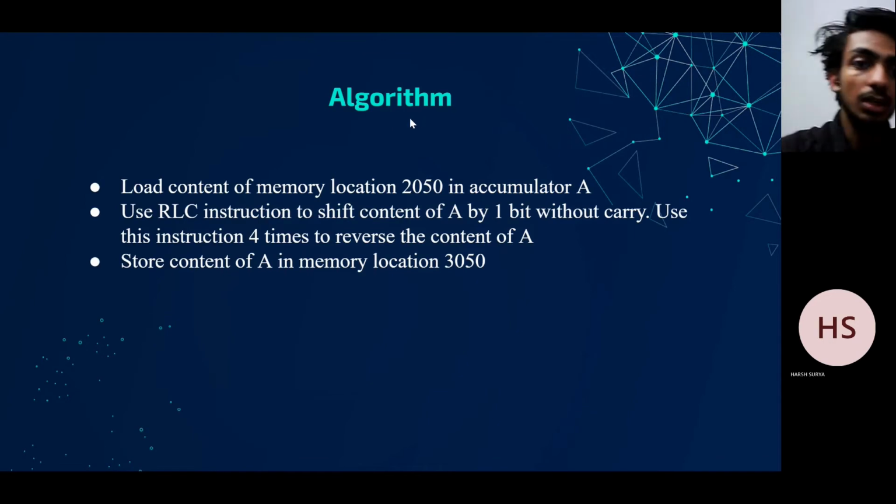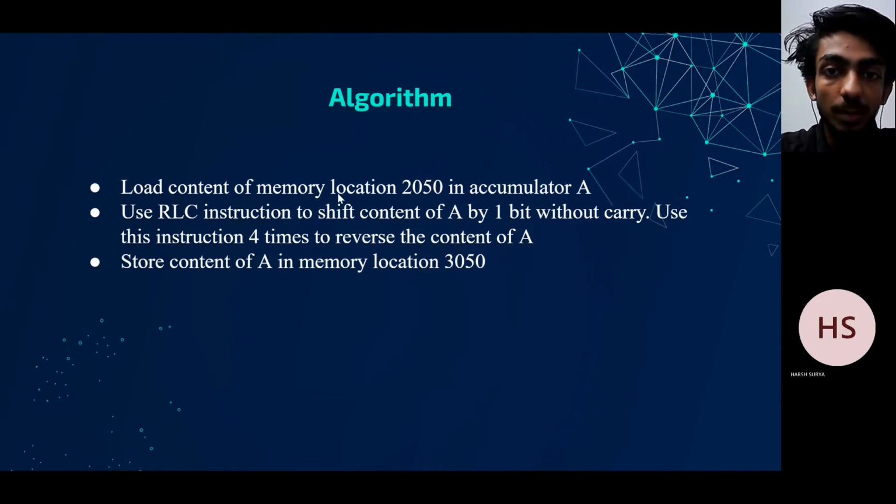So now let's talk about the algorithm. First, we'll load the content of memory location 2050 into the accumulator A. Then we'll use the RLC instruction, about which we'll talk in the next slide, in order to shift the content of A by 1 bit without carry. We'll use the same instruction RLC 4 times in order to reverse the content of A. And then we'll store the content of A in memory location 3050.